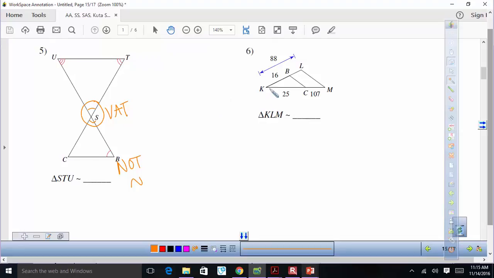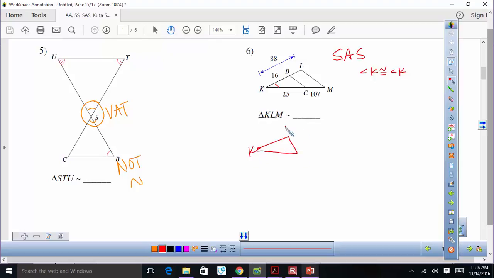Okay, and number 6. This is our last one. So number 6 looks very similar, right? Because we've done problems like this. So do you think we'd be using angle, angle, side, side, side, or side, angle, side here? Okay, so we're going to try side, angle, side. Now, what angle is congruent here? Very good. K is congruent to itself. Okay. Then we're going to have to compare sides. So do we need to split this into two triangles? Okay. We'll split it into two triangles.